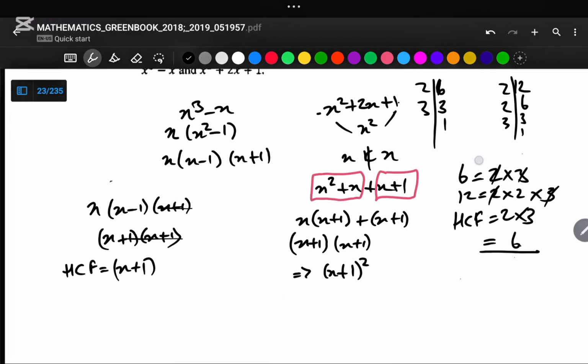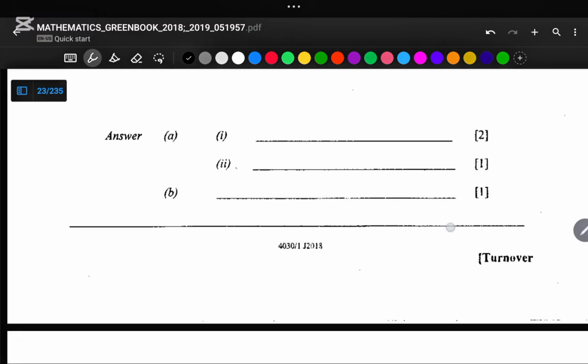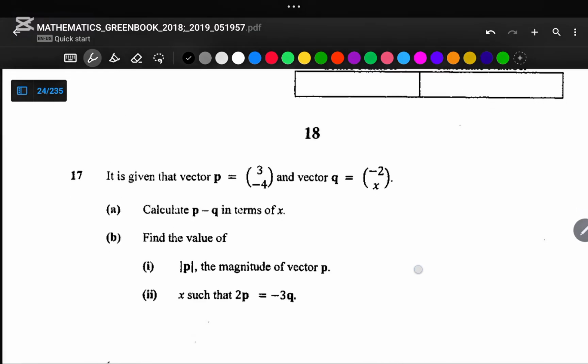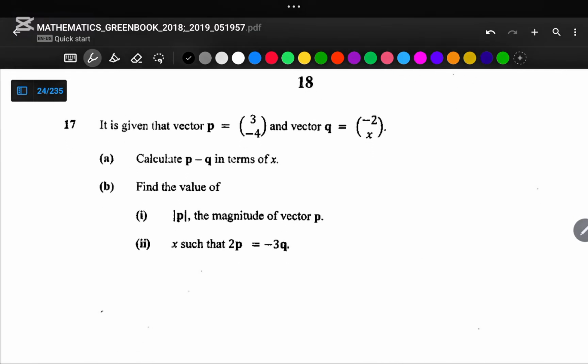That is our highest common factor. And let us move on to number 17. So the question says, it is given that vector p is equal to (3, -4), and vector q is equal to (-2, x). You are required to calculate the resultant vector if we subtract vector q from vector p, in terms of x.